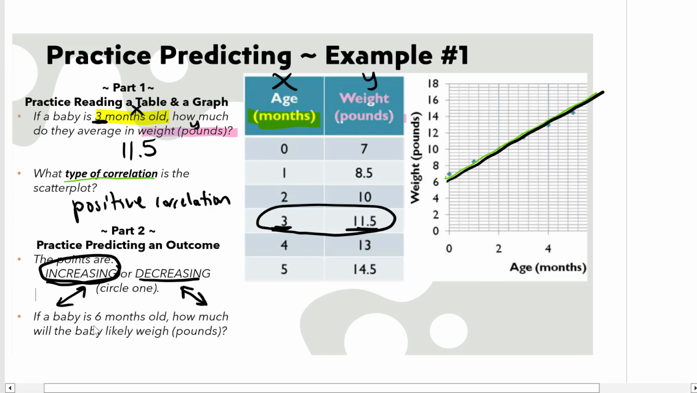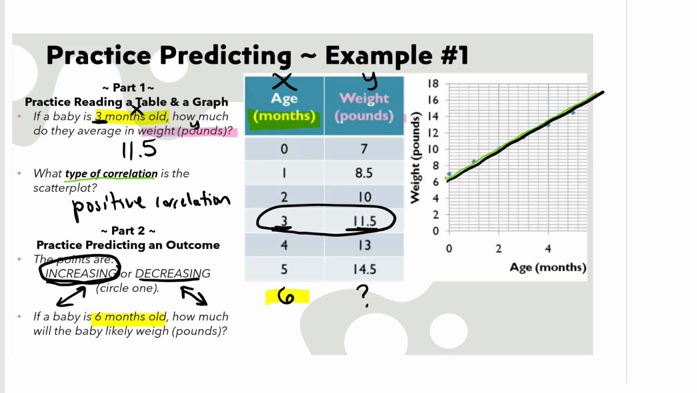En español, si el bebé tiene 6 meses, puedes predecir el peso del bebé. So, 6 months, but there's no 6. So, I don't know how much the baby's going to weigh. Aquí en la tabla no hay información sobre qué pasó si un bebé tiene 6 meses. Ahora tú puedes usar la gráfica y predecir la respuesta.